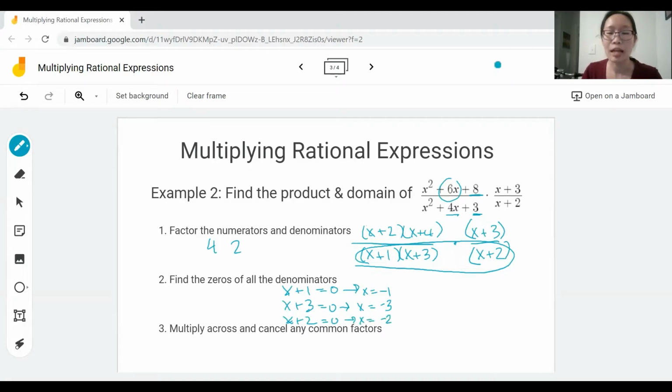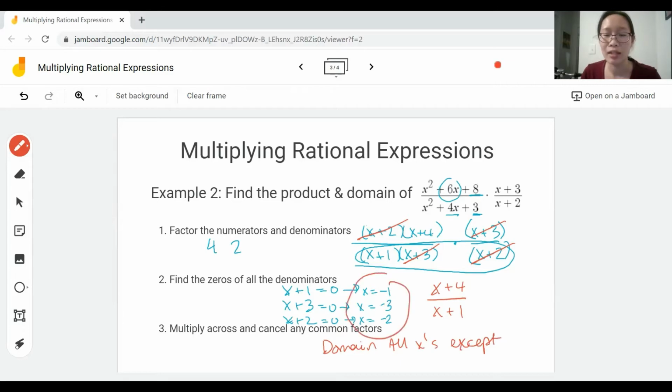From here, I can multiply across and cancel any common factors. I notice that I have an x plus 3 in the numerator and an x plus 3 in the denominator. I have an x plus 2 in the numerator and an x plus 2 in the denominator. That means I am left with (x plus 4) divided by (x plus 1), and my domain is all x except for the values that we found in this step, x equals negative 1, negative 3, and negative 2.